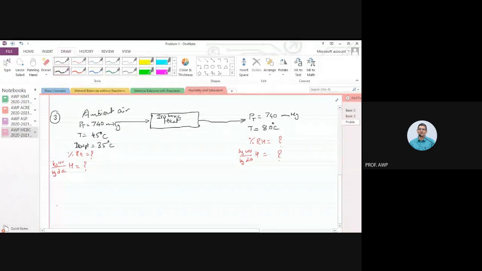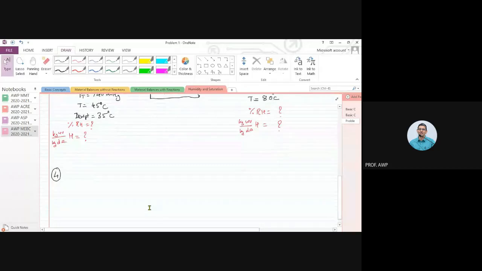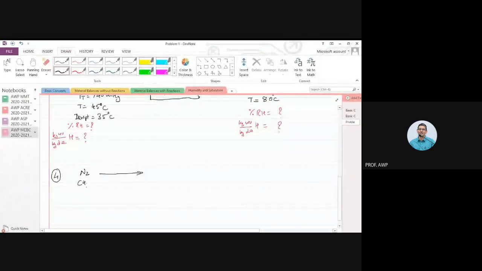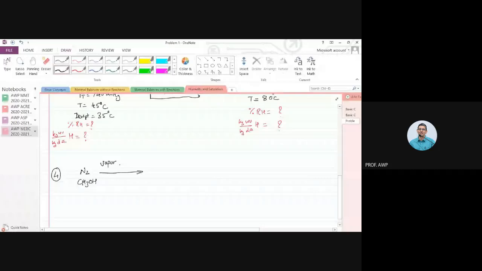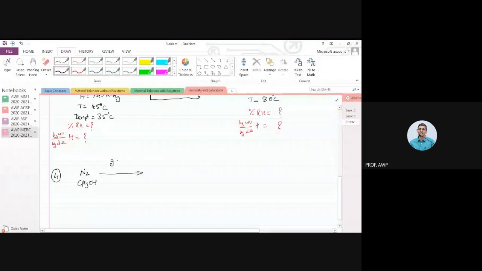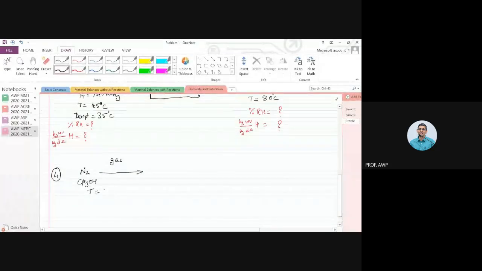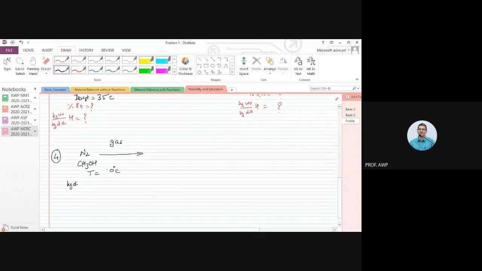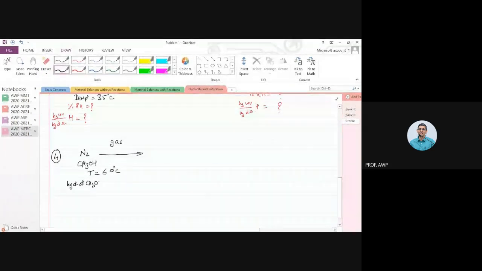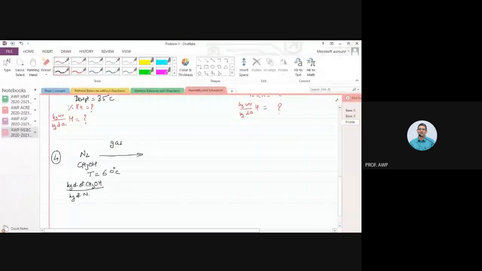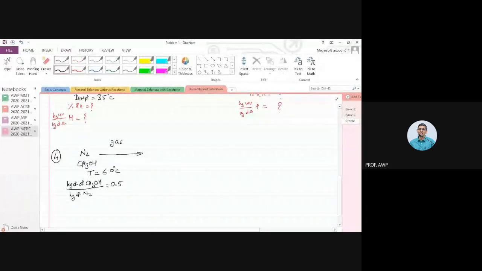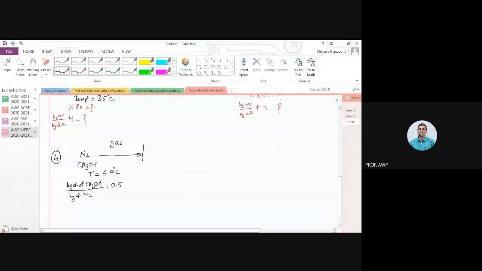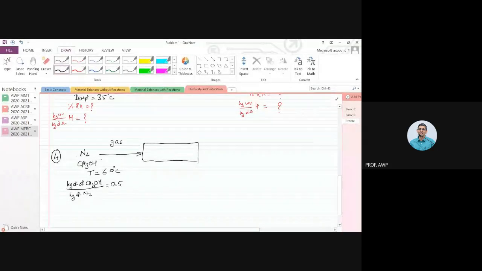There is a third problem I would like you to do. Fourth problem I would like you to do is, let's say I have a mixture of nitrogen and methanol, in the vapor phase, or a gaseous mixture of nitrogen and methanol. This is at a temperature of, let's say 60 degrees centigrade. Kgs of methanol per kg of nitrogen is, let's say, 0.5. Now total pressure. Let me give you total pressure. Let's assume that total pressure is 760 mmHg, 1 atmosphere.